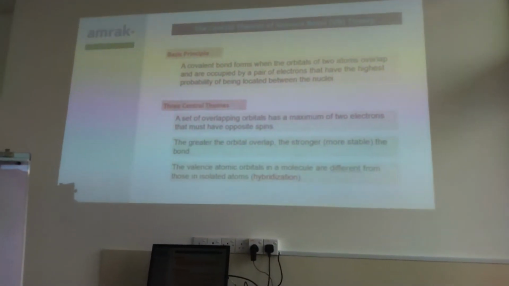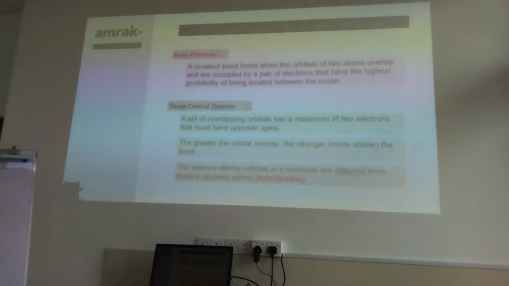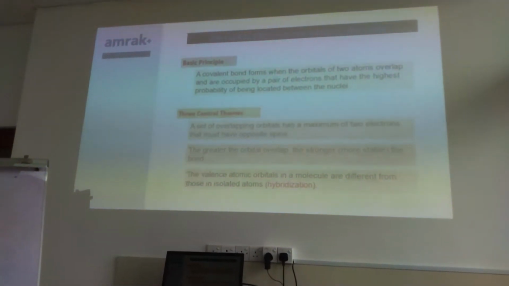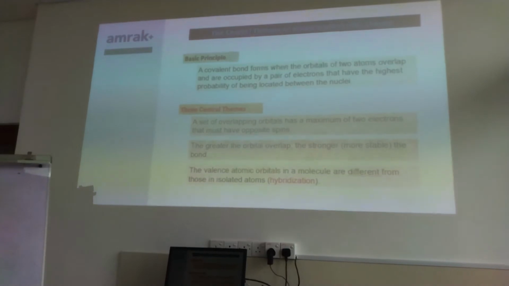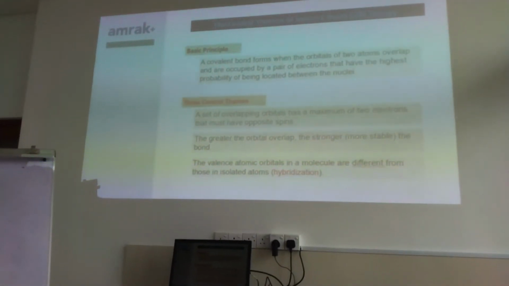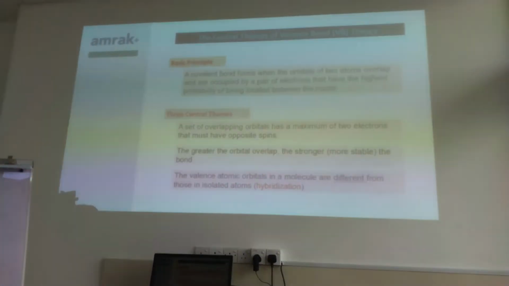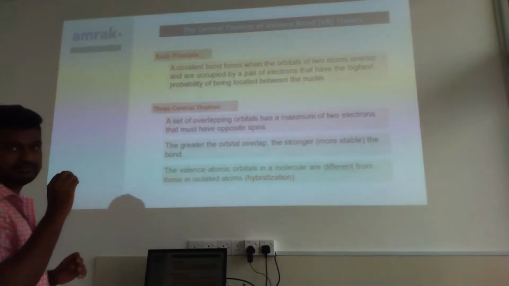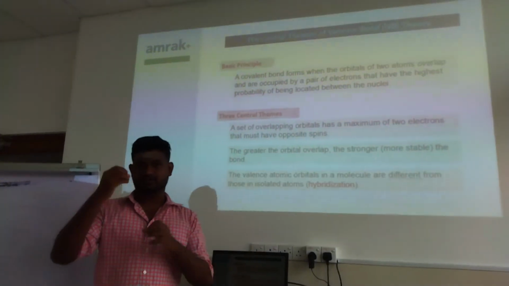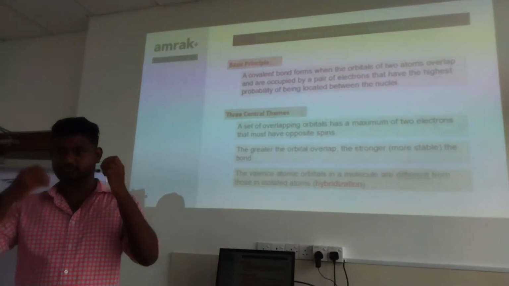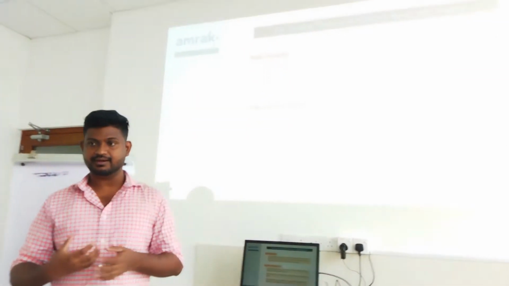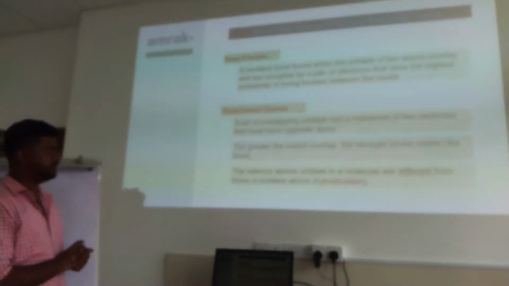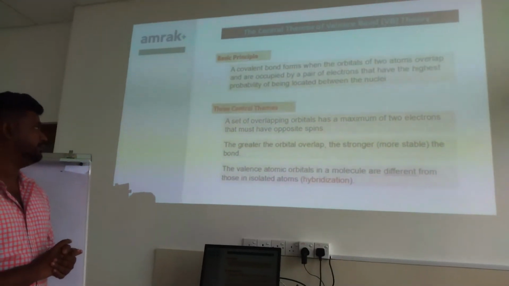So the basic principle: a covalent bond forms when the orbitals of two atoms overlap and are occupied by a pair of electrons that have the highest probability of being located between the nuclei. Right? So three central themes: a set of overlapping orbitals has a maximum of 2 electrons that must have opposite spins. That we have already studied in the atomic theory, right? In the orbital, both electrons should spin in opposite directions, right? Then only they can pair together. The greater the orbital overlap, the stronger, more stable the bond.